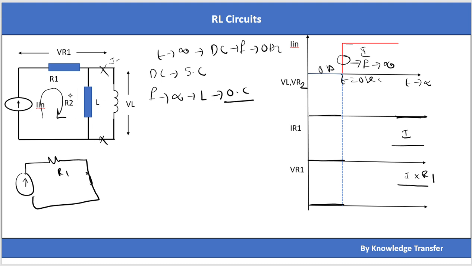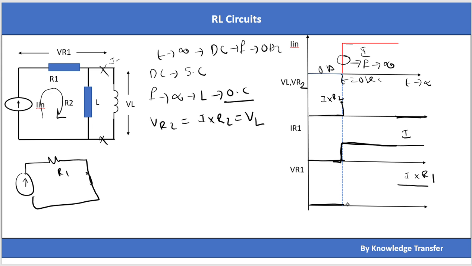Because the current I is flowing through R1 and R2, the voltage across R2 at t equal to 0 seconds will be I into R2, which will be the same as VL, because L and R2 are in parallel. So at t equal to 0, there is a voltage across R2 and L which is equal to I into R2. Then IR1 is fixed from 0 to infinity time, because all the current must pass through R1 only.